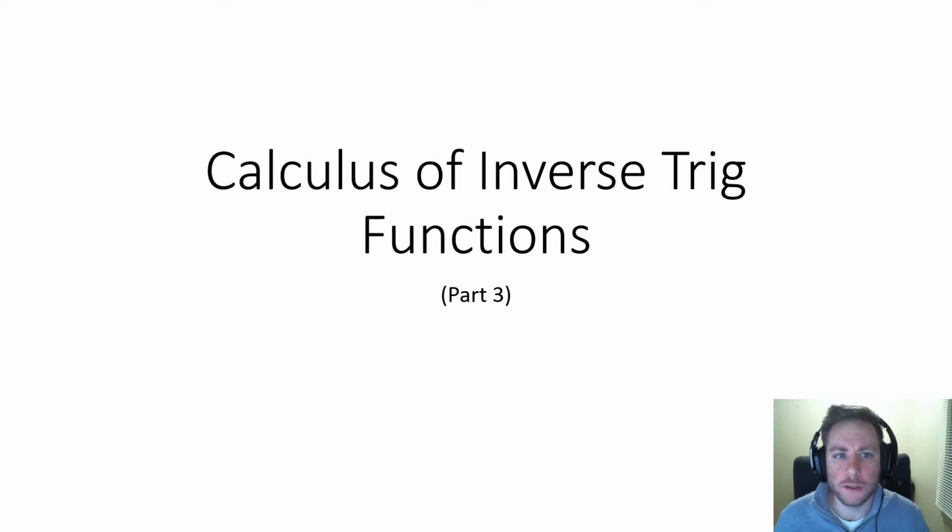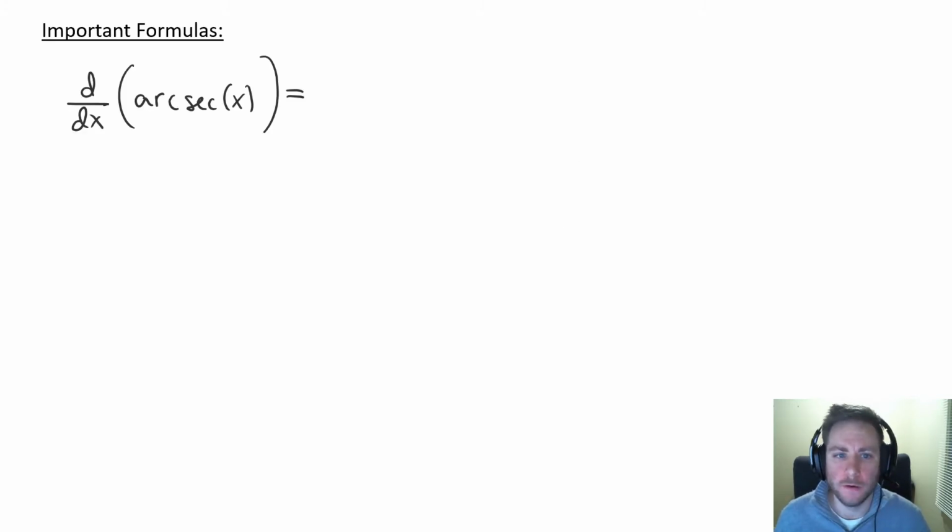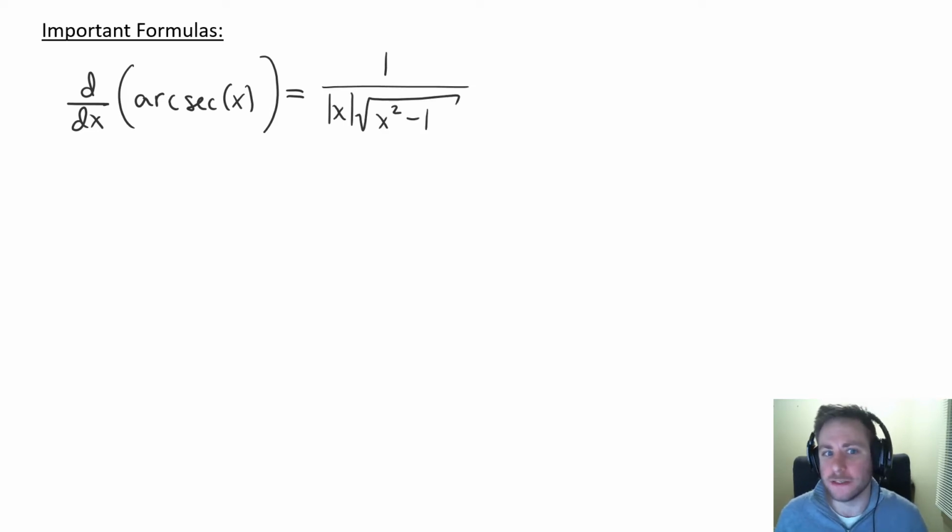Hi everyone. So far we've discussed calculus formulas for arcsine and arctan, and in this video we're going to look at arcsecant. First up, we have the derivative of arcsec x. This one's a bit cumbersome because it has an absolute value, but notice that it also contains a difference of squares. So at least in that sense, this one behaves very much like the formulas we've already seen for arcsine and arctan.